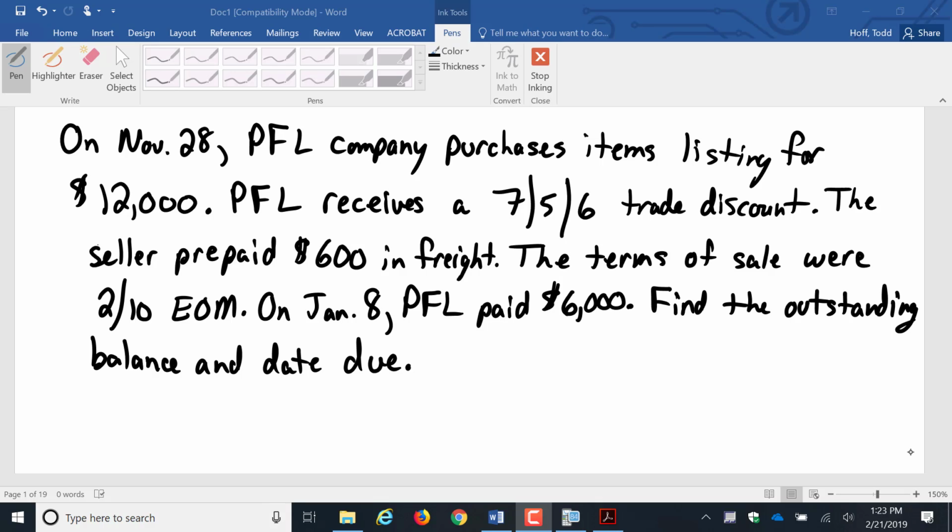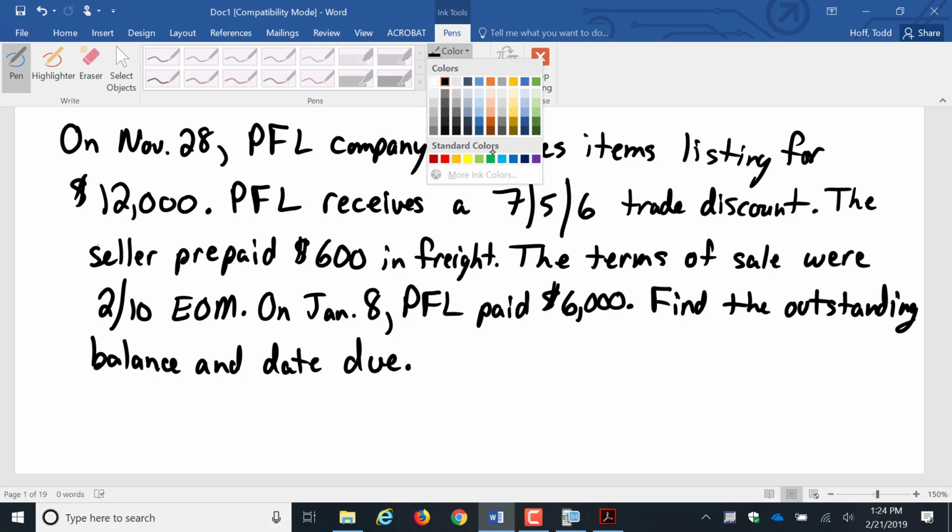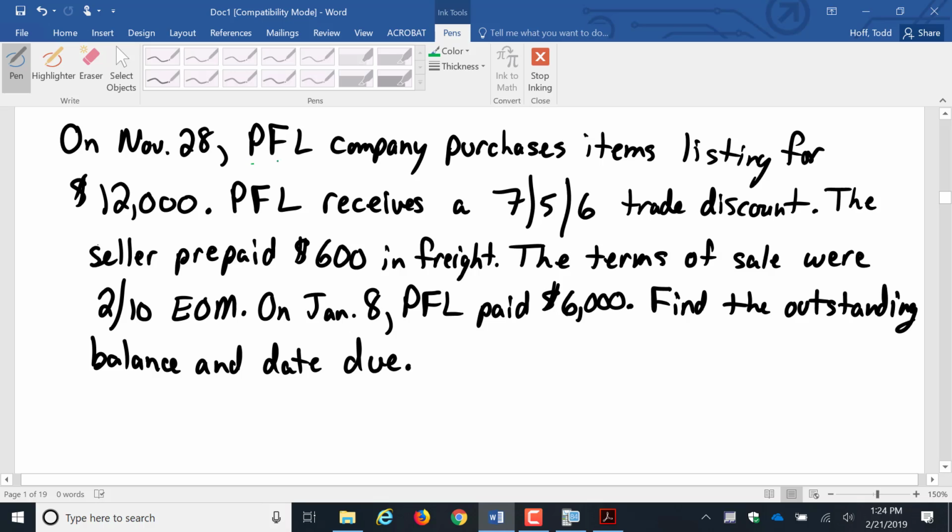So we've covered all the concepts that we want to in that supply chain from the producer to the distributor, all the invoicing pieces. So let's look at a problem here that ties it all together. In this problem, we're talking about PFL Company.